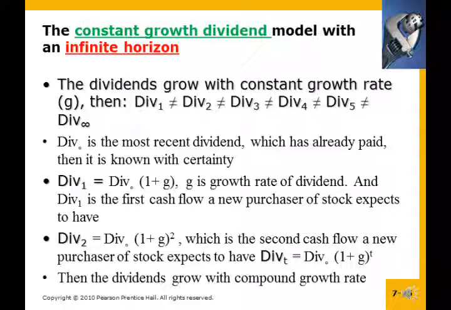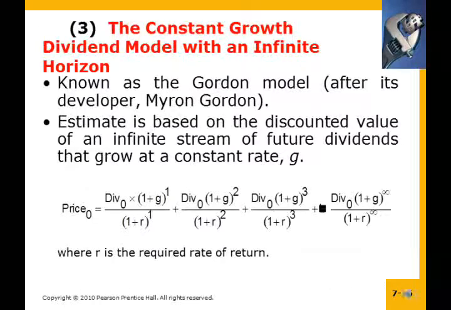Then, finally, the dividends grow with a compound growth rate, as you see from this slide. This model, the constant growth model with an infinite horizon, is known as the Gordon model. The estimate is based on the discounted value of an infinite stream of future dividends that grow at a constant rate g. So the price note, the present value, equals dividend note times 1 plus g divided by 1 plus r, plus dividend note times 1 plus g to the power 2 divided by 1 plus r to the power 2, and so on till infinity, where r is the required rate of return.